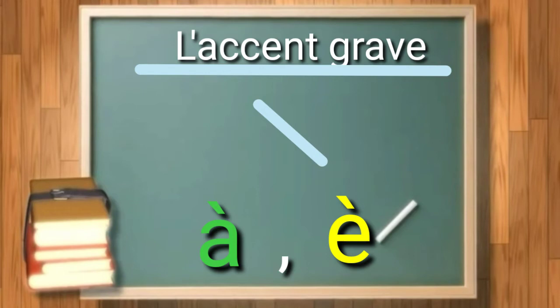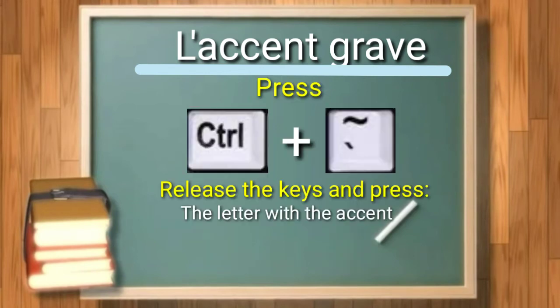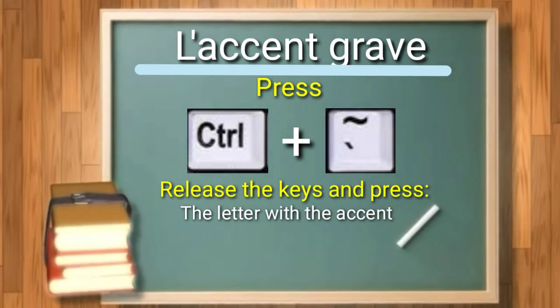To type the accent grave, we'll press and hold Ctrl, and then we'll press this key as well. Then we release both at the same time, and then we press the letter where we want the accent to go. For example, on letter A, we will type Ctrl, this key, hold them at the same time, release, and then type letter A. So it will become a letter A with the accent.